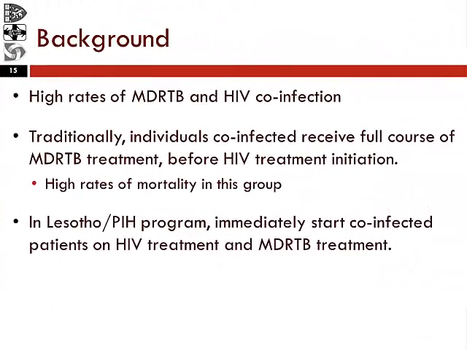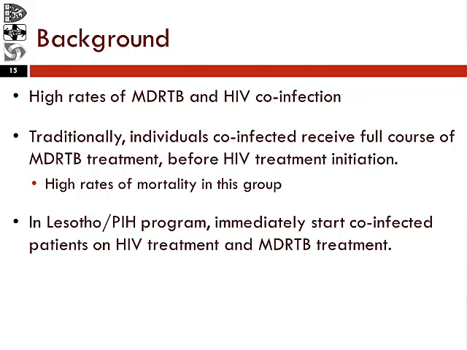So I want to give you a little bit of background, and then we're going to spend some time focusing on the results. So there are high rates of MDR-TB and HIV co-infections in Lesotho. And traditionally, individuals who were co-infected got the MDR-TB treatment first, and then they got the HIV treatment. So people were worried about having both drugs. I'm sure you know more about the treatment process than I do, but they were worried about giving them both treatments at once because of the drug interaction. So they got the MDR-TB treatment, and then they got the HIV treatment.